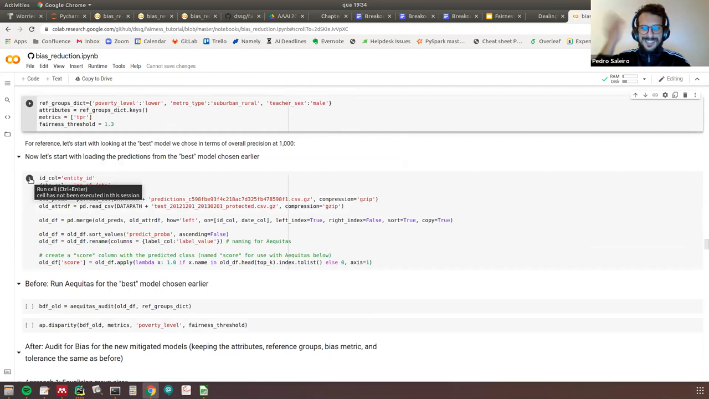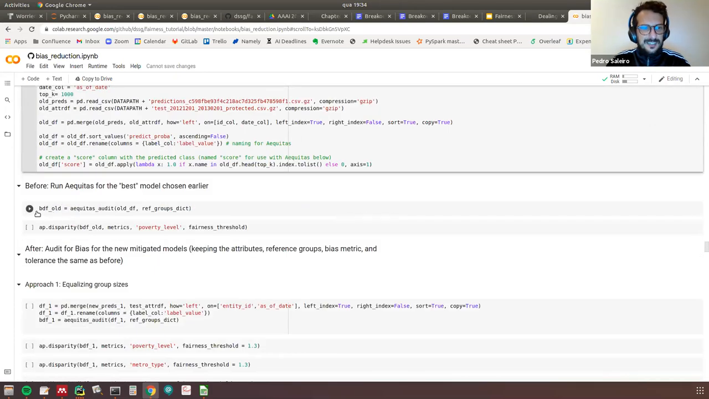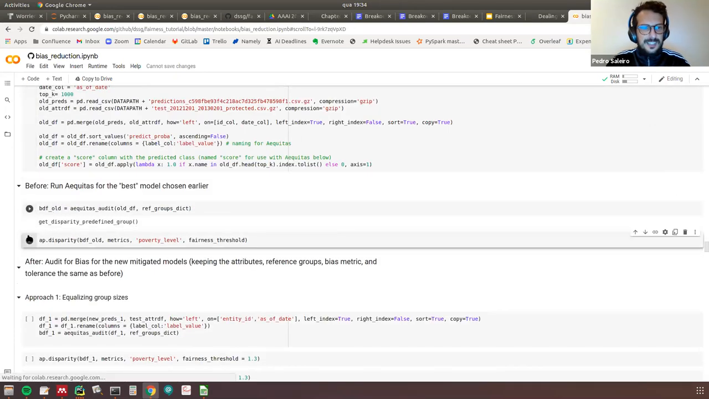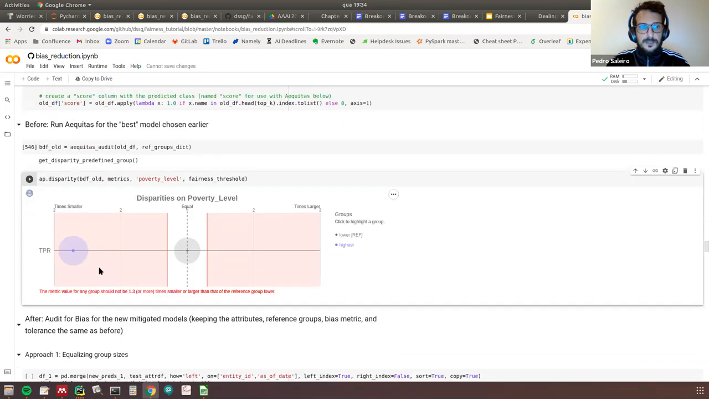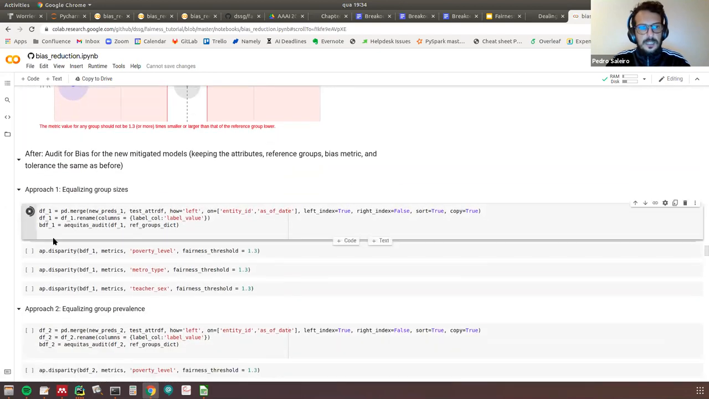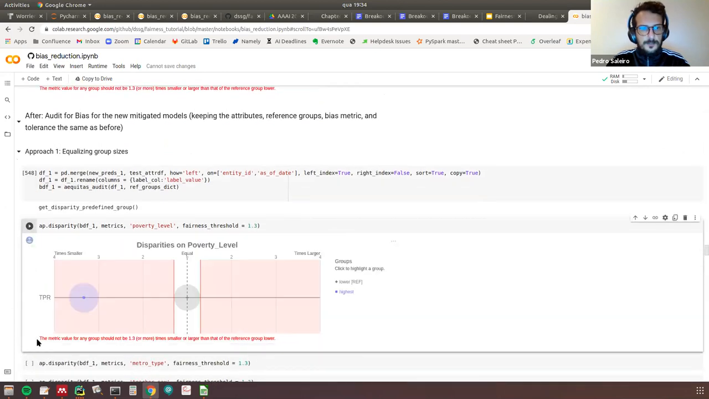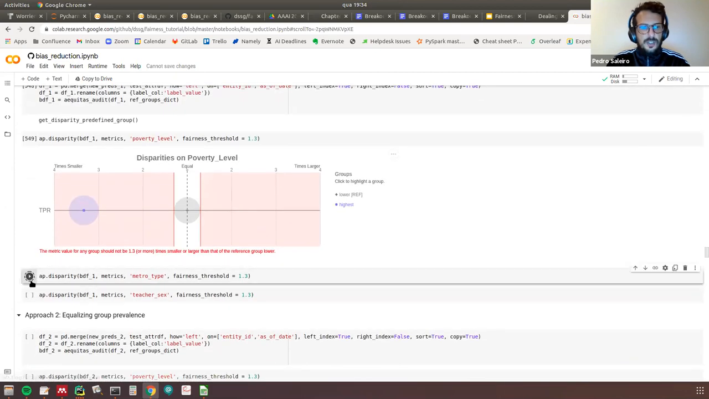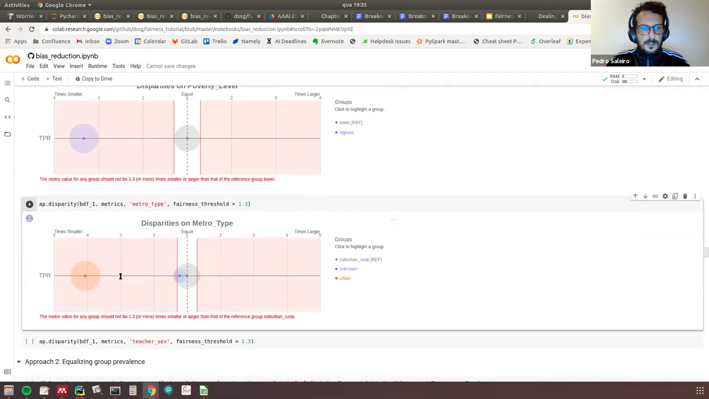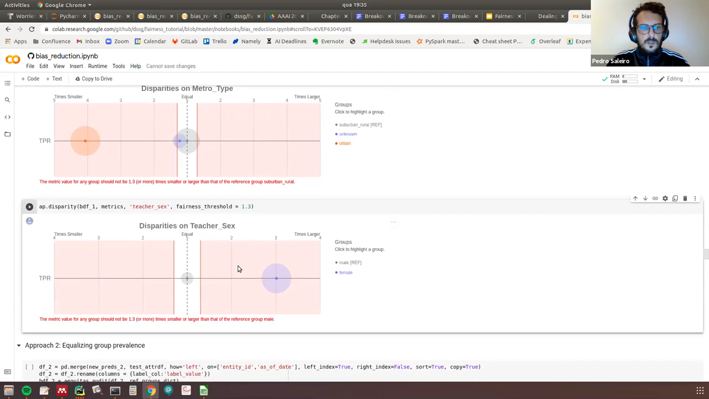Let's load the predictions of the previous model that we had. It's actually the same thing that we had in the single model audit. Now let's look at the results we had before for poverty level. If you recall, we got almost three times lower TPR, lower recall, for highest poverty. Now let's look at the audit of the first approach, which was just equalizing the group sizes. And actually it didn't change the disparities on poverty level, nor on metro type or teacher sex.